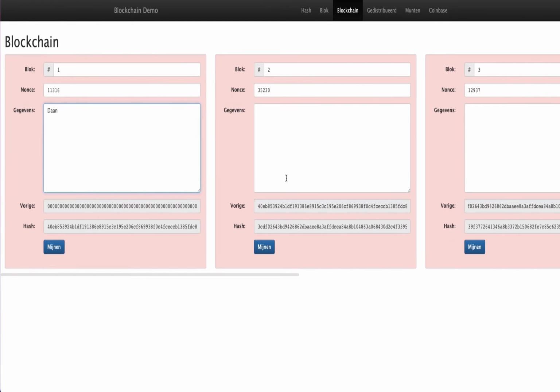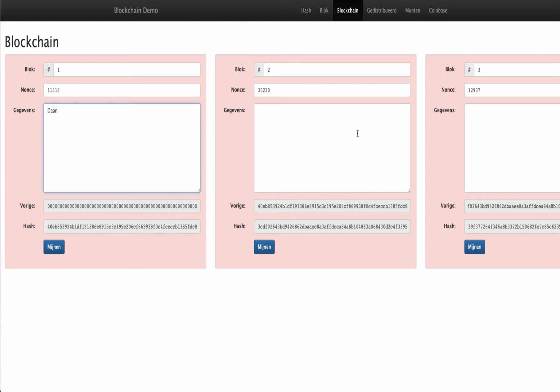So that is what the immutability of the blockchain looks like, like I said in the beginning of the video. This is why a blockchain is immutable, because the hashes of all the blocks are chained together.